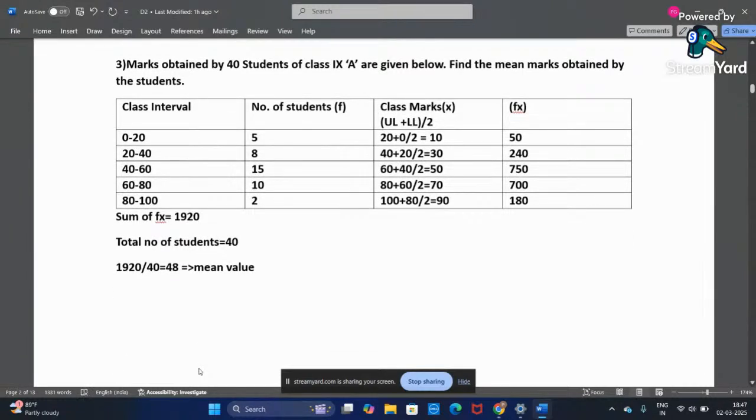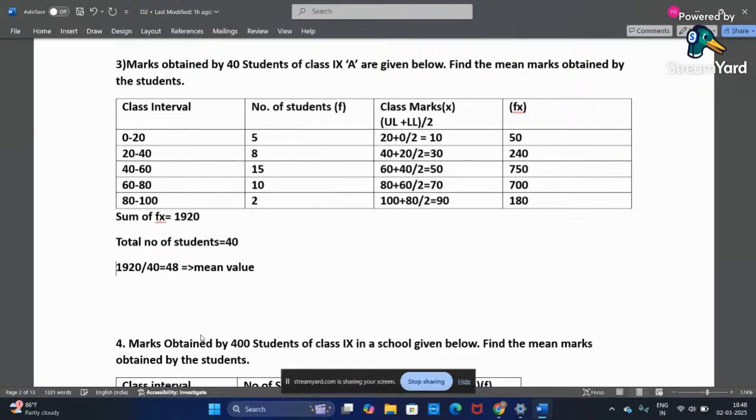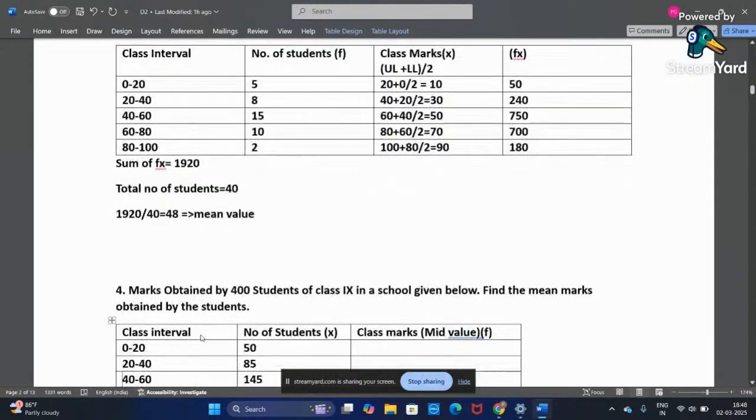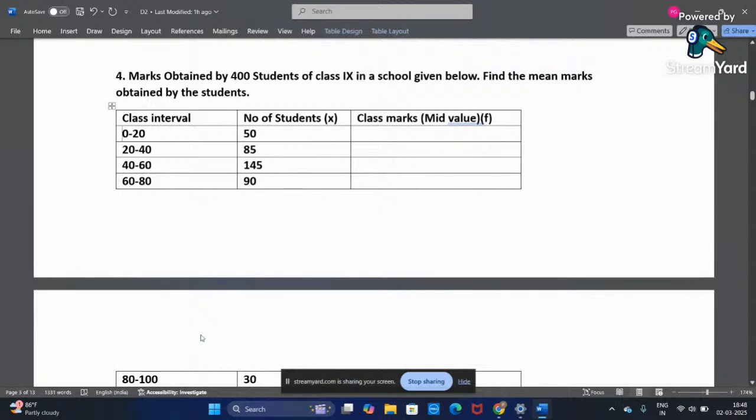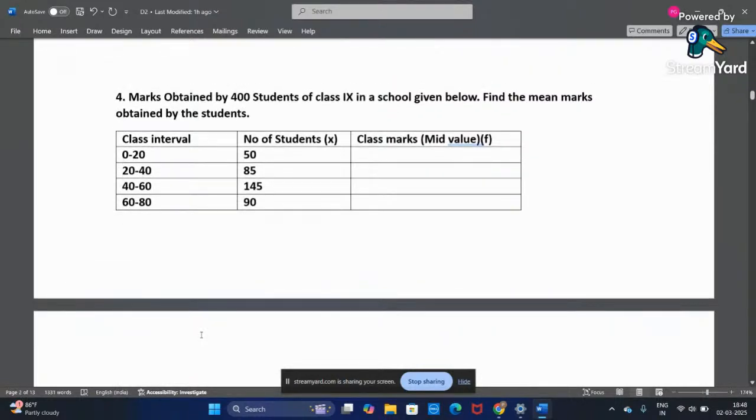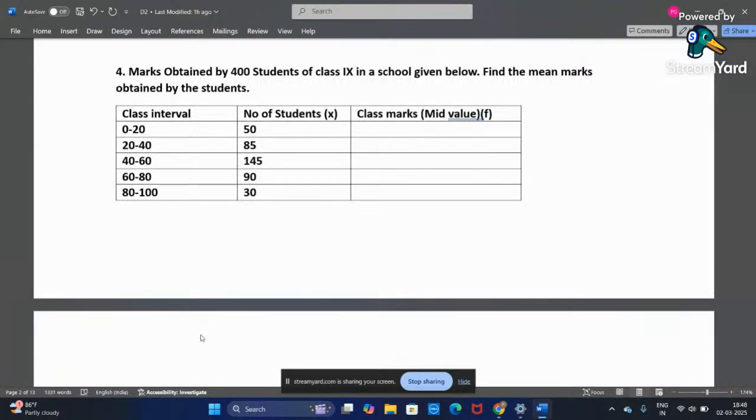Any doubt in this? Any doubt in this? Yes, 1920. Yes. Yes, Priya. Okay. We'll move on to the next one. Try to solve this one.